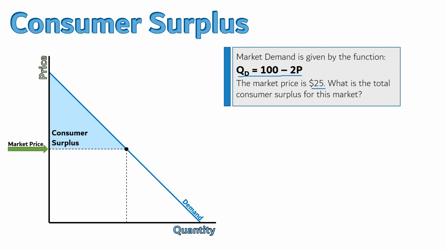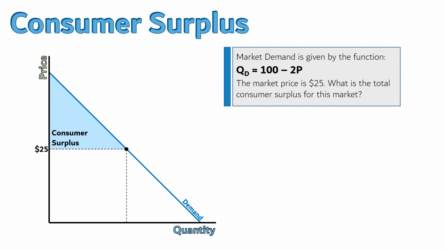It really helps to draw out the graph for demand when calculating consumer surplus. We need to find the area of this blue triangle, and so we need to find the base and height of this triangle by identifying the coordinates of key points on the graph. One of those key coordinates is the market price, which the question tells us is $25. To find the rest, we follow 3 easy steps.